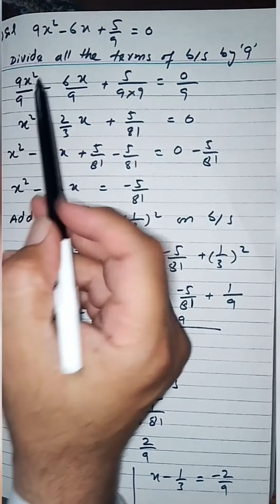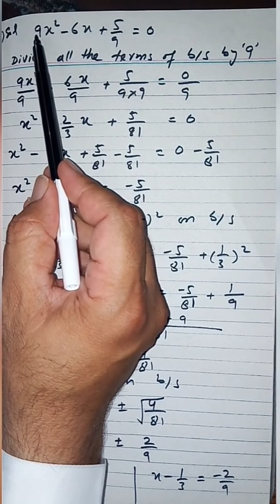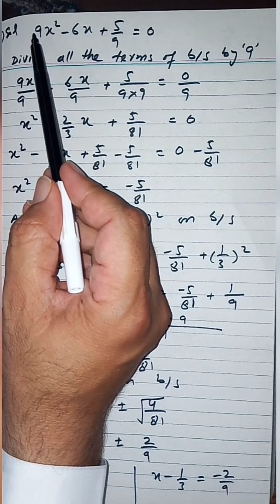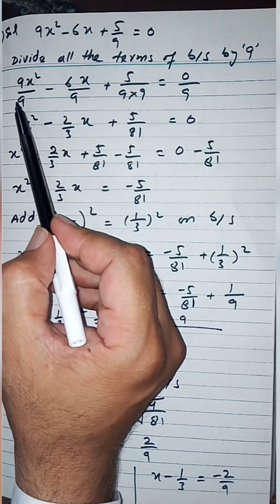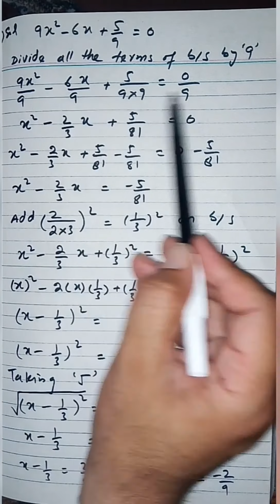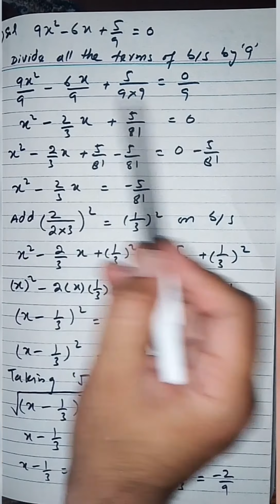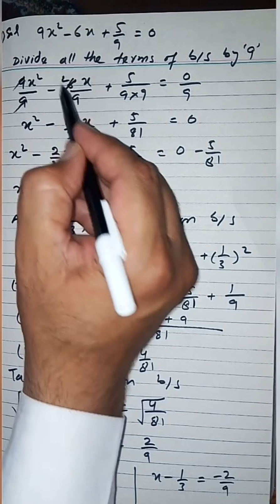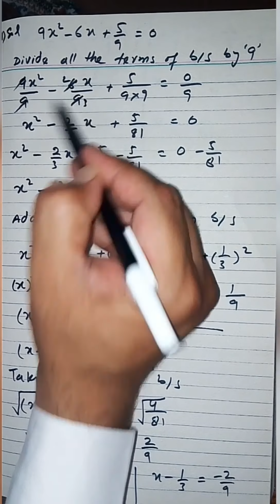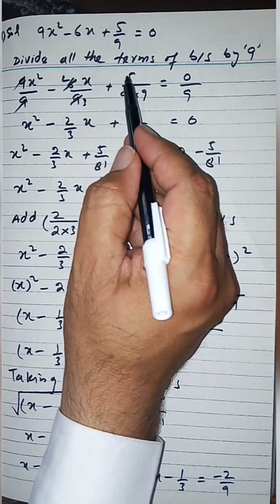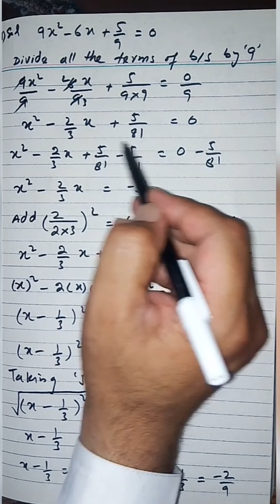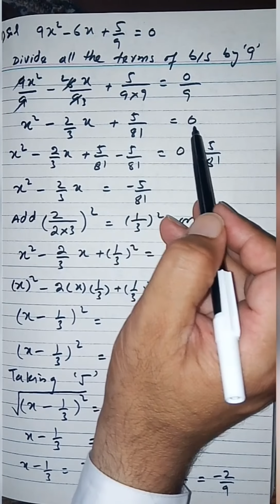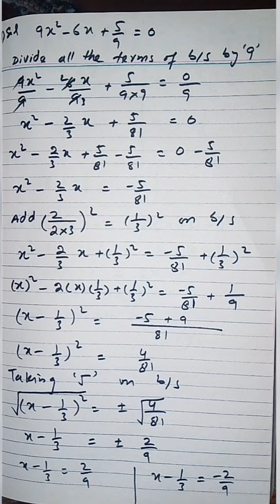Now come to the next part. Here look, 9 is the coefficient of x square. So we will first divide each term of the given equation on both sides by 9. These two cancel with each other. Now look here, 2 twos are, 3 twos are, and 3 threes are, and here we get 5. 9 nines are 81, and here we get 0. 0 divided by 9 we get 0.